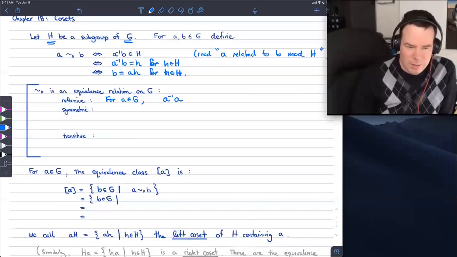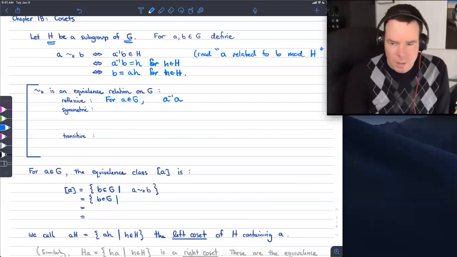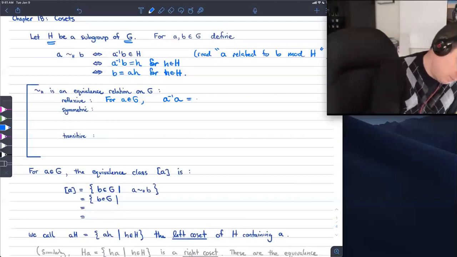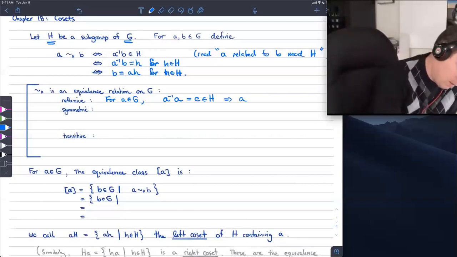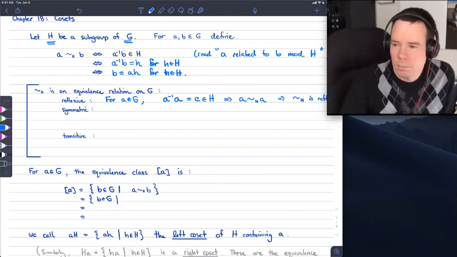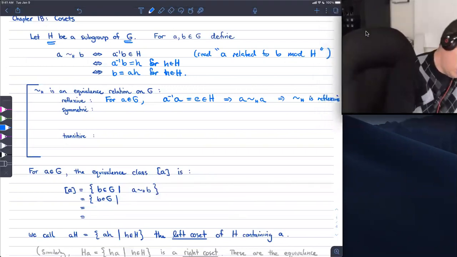And so A inverse times A is the identity. Because H is a subgroup, the identity is in H, and that means that A is related to A mod H. And so that means that this is reflexive. So that is reflexive.